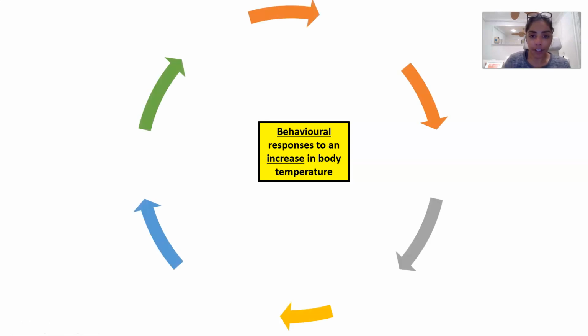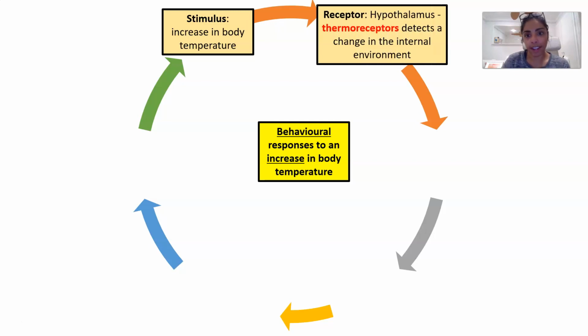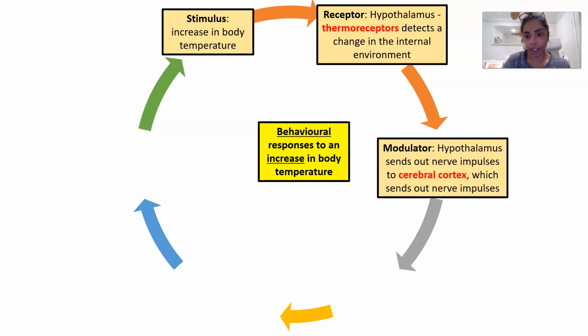Okay, so hopefully you've had a go at doing the feedback loop for a behavior response, and you've realized that for behavior, we are going to be engaging the cerebral cortex. So again, an increase in body temperature is our stimulus. That is still detected by the hypothalamus central thermoreceptors. They will detect that change in temperature. And the modulator here is slightly different.